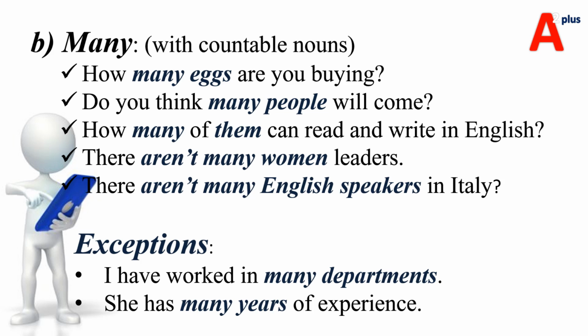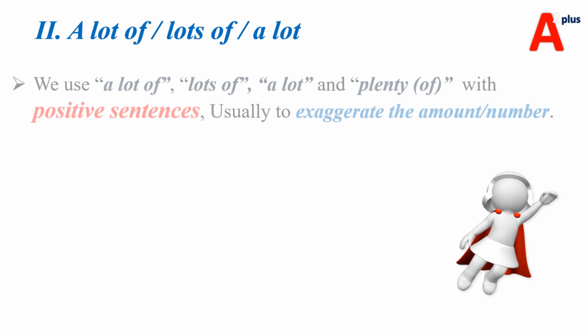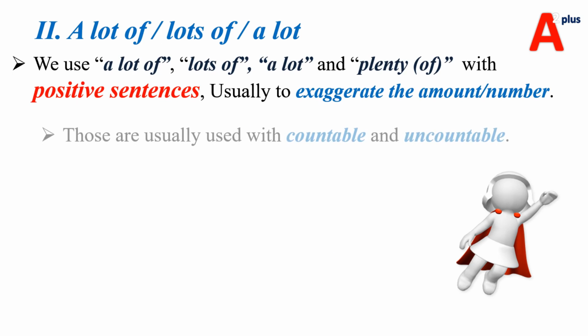So these are used with negative sentence. We said there are exceptions, right? Let's see the exception. I have worked in many departments, so this is informal interview or formal letter. She has many years of experience. So this is formal interview or formal letter.